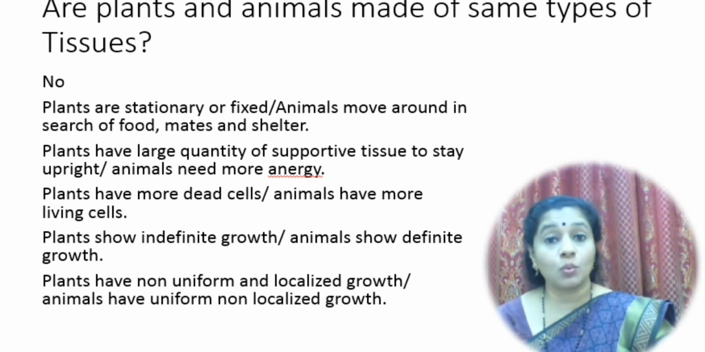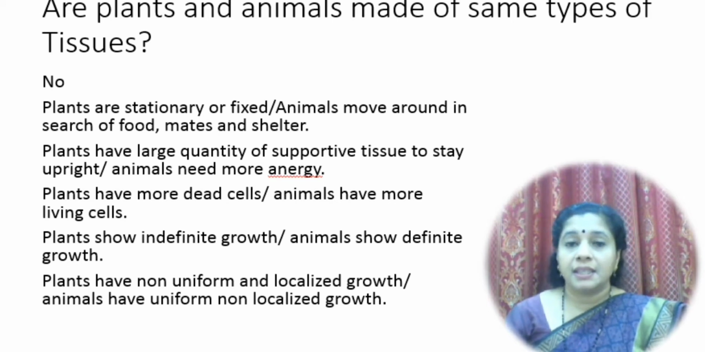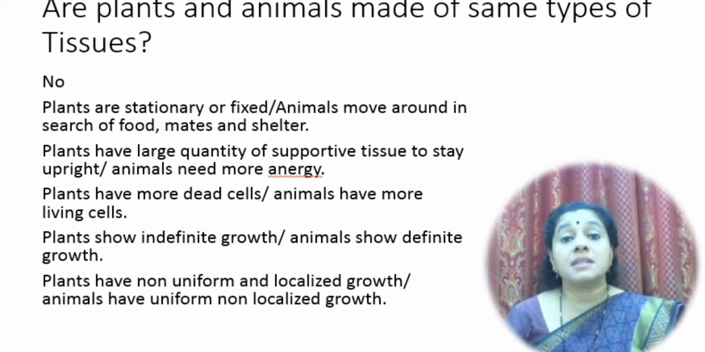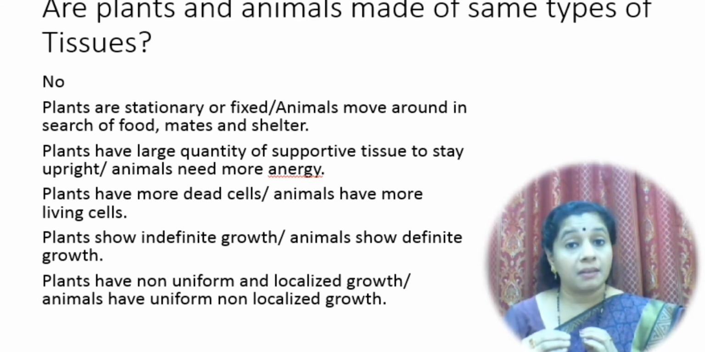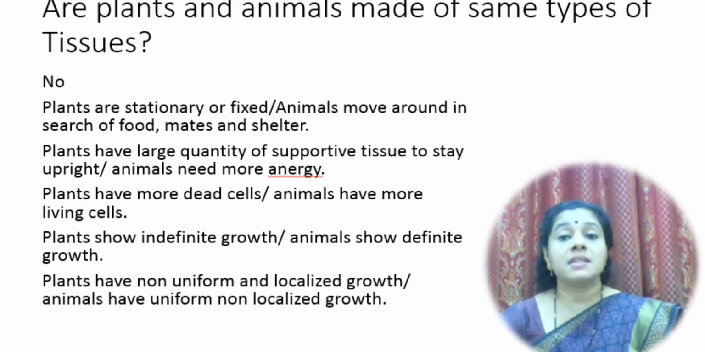So, if they want to stand throughout their life in a particular place, what do they need? They need more cells giving them support. They don't have a skeletal system like animals. So, they prefer to have more dead cells so that they can get maximum support without spending much energy, because the maintenance requirement of dead cells is very less. Animals move around and have mostly living cells because they need a lot of energy.